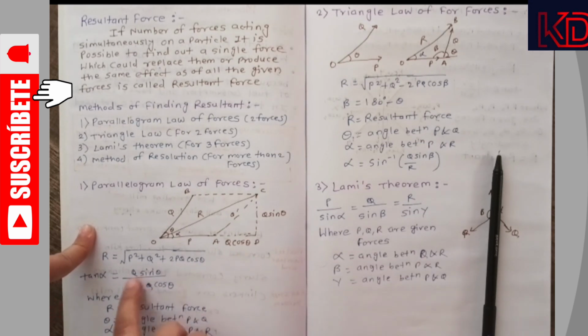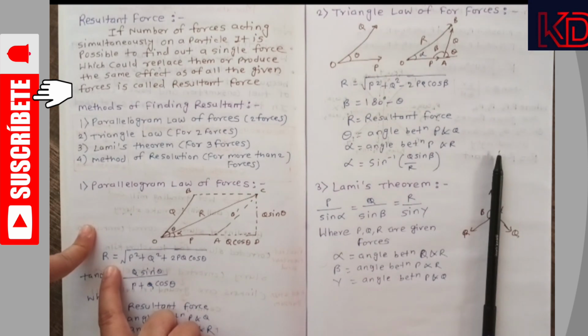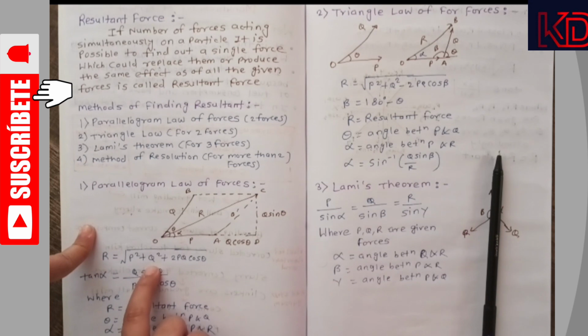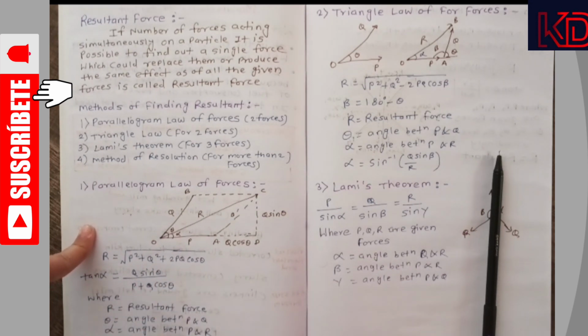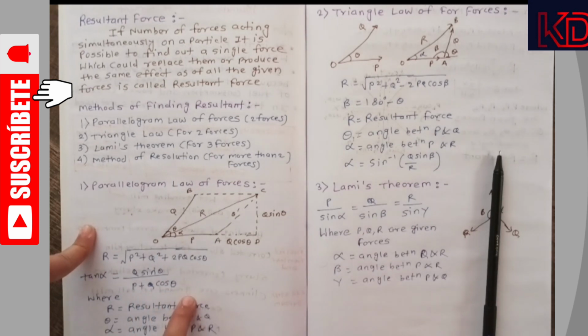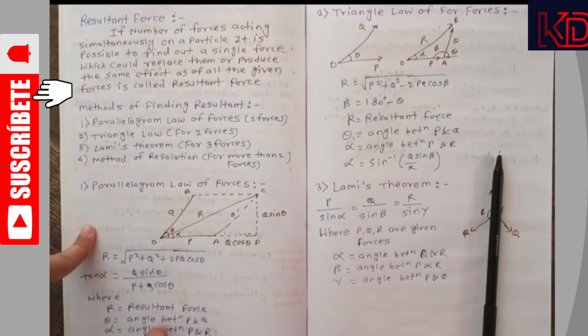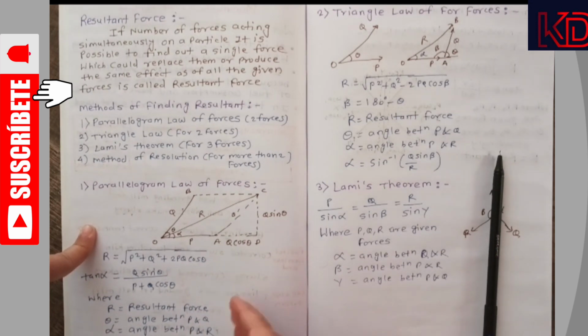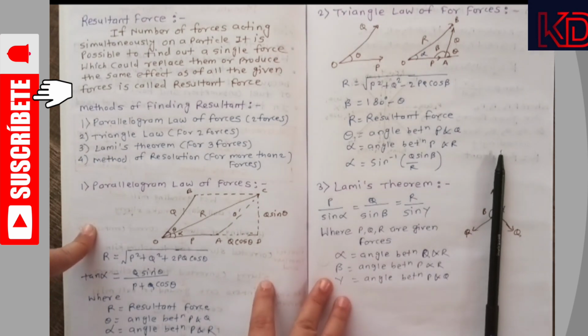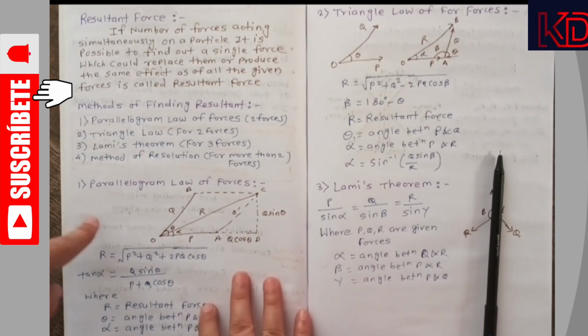From which we came to one conclusion, that this is the formula: R is equal to under root P square plus Q square plus 2PQ cos theta, and tan alpha is equal to Q sin theta divided by P plus Q cos theta. The derivation would go much deeper, but for engineering purposes only the formulas are essential, so you have to remember these formulas.